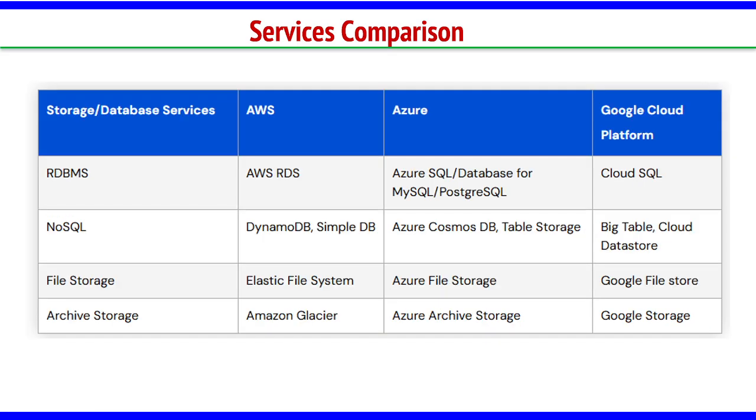Okay, if you talk about storage, in AWS we have RDS. In Azure we have all these three. We can use SQL, MySQL, PostgreSQL. Whereas in GCP it has its own Cloud SQL. Same way NoSQL, file storage, right? Archive storage means data which is not regularly used, you can store it in AWS in Amazon Glacier. Here we have Archive storage and here we have Google storage. Like this, for every kind of requirement there are services in the platforms, right?